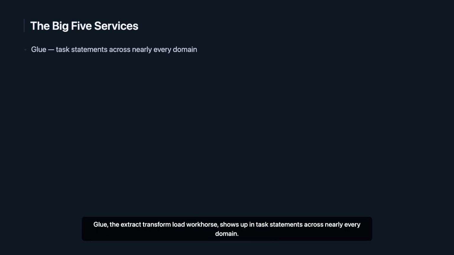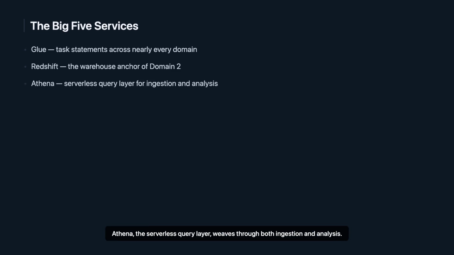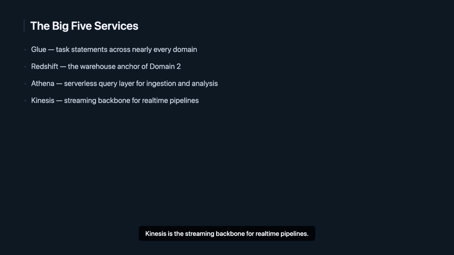Glue, the extract transform load workhorse, shows up in task statements across nearly every domain. Redshift, the warehouse anchor, dominates domain 2. Athena, the serverless query layer, weaves through both ingestion and analysis. Kinesis is the streaming backbone for real-time pipelines. Lake Formation sits at the center of governance and domain 4.